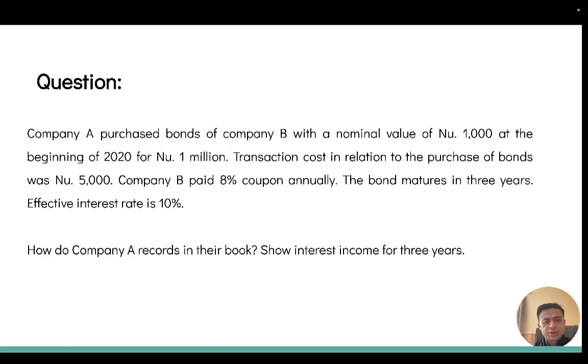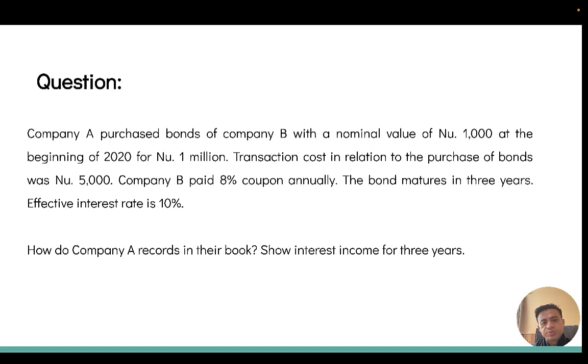Let's take a hypothetical question to explain further on investment in bonds. Let's say company A purchases bonds of company B. So company A is investing in the bonds of company B, which were issued at a nominal value of 1,000 at the beginning of 2020, for 1 million. Transaction costs in relation to the purchase of the bonds were 5,000.